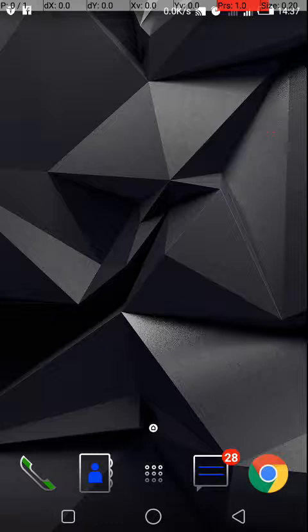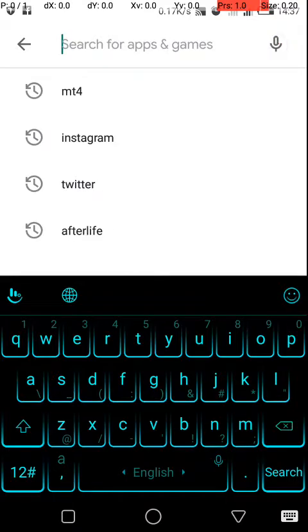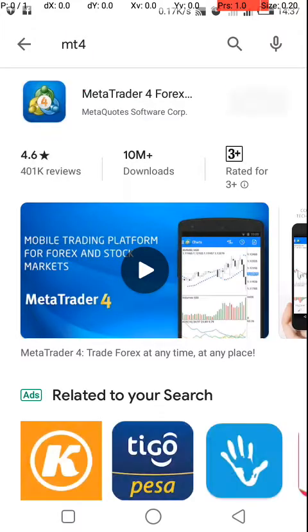In this video, I'm going to walk you through how to download and install this application, so-called MT4, specifically for trading Forex. And finally, how to use it. First of all, you need to go to Play Store, search MT4, then download and install it. Once it's installed on your mobile phone, please open it.